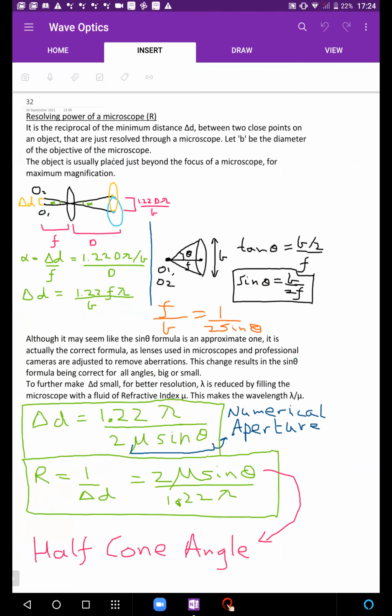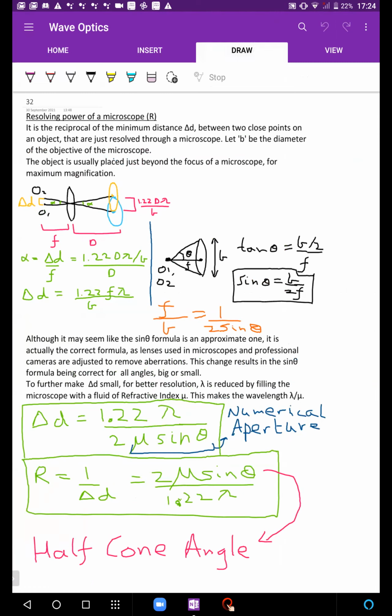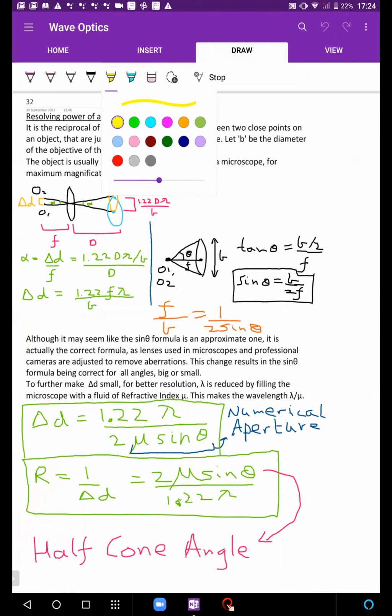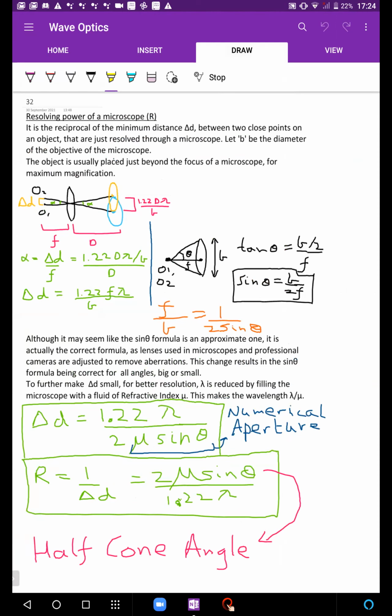Resolving power of a microscope. We won't go into the derivation. In fact, you can't exactly derive this result. If you read this derivation also, you realize you can't exactly derive the result based on what we know at this stage. But I would just say remember the results. First of all, there is this nearest distance. Okay, the closest two points can be on an object so that the microscope can distinguish them as different.